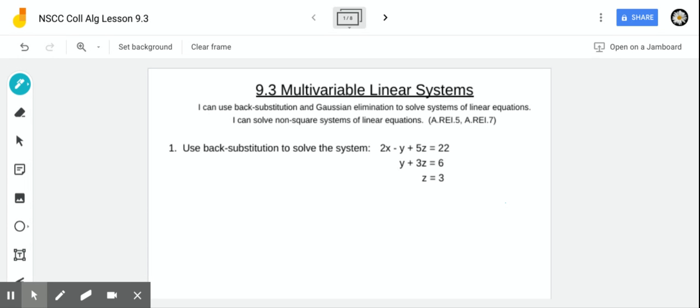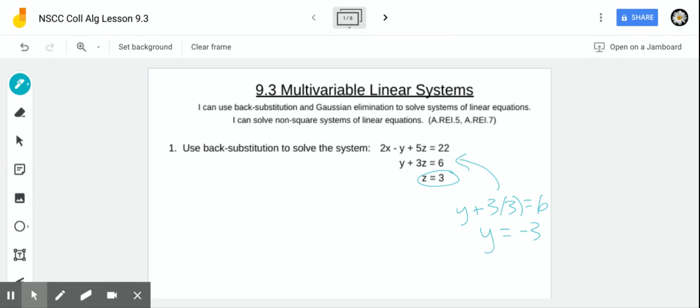So I've got these 3 equations, and I know what z is. I know that z equals 3. So I can plug that back in and find the other variables. Now, I can't plug in here because if I plug in 3 for z, I still don't know x and y. So that's not a good idea. But I can plug in right here. Okay, so I can do y plus 3 times 3 equals 6.